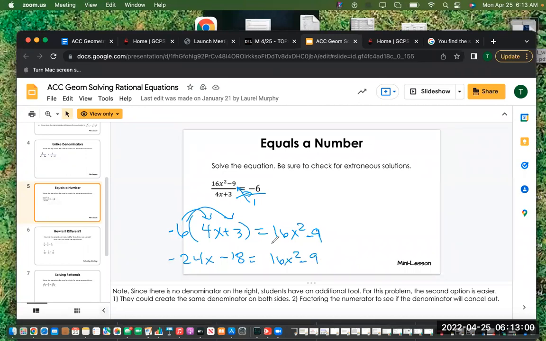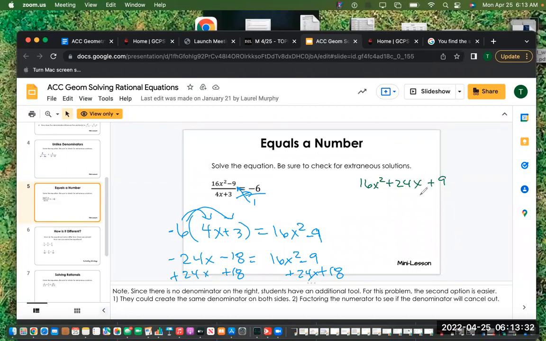So in this instance, I'm going to get everything to one side so I can solve using factoring. I'm going to move everything to one side and add 18 to both sides. Okay, so let me rewrite this in a different color. This will give me 16x squared plus 24x. -9 plus 18 is going to give me +9. And so now I'm going to factor.